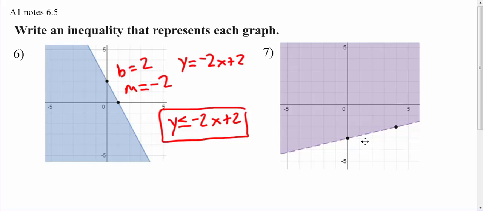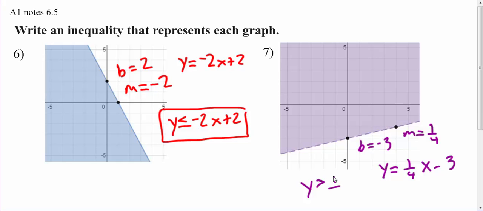All right, we'll go through the same thing here. This time our y-intercept is down here at negative 3. And we can see that the slope is up 1 and right 4. So our slope is 1/4. The linear equation would just be y equals 1/4 x minus 3. But in this case, we're not looking for a line. We have an inequality we're graphing. It's above, so that tells me it's greater than, and it's a dashed line, so it's not equal to, and it would look like this. y is greater than 1/4 x minus 3.